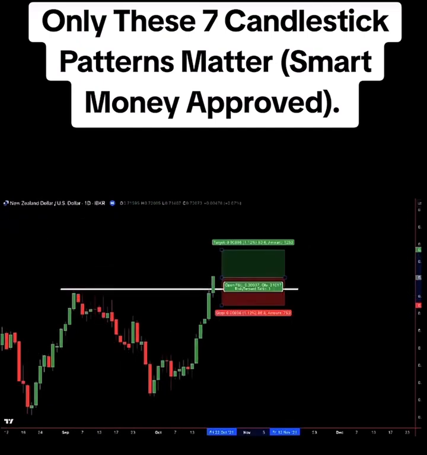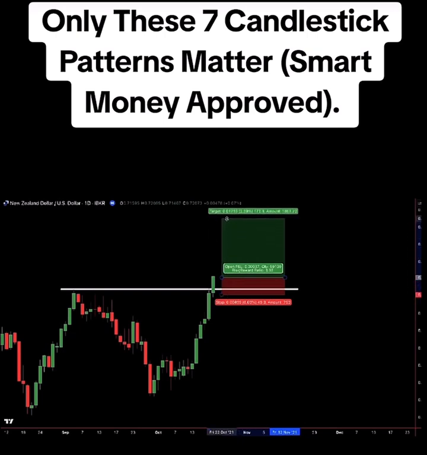They get excited, they place their entry at the breakout, set their stop loss just below the level, and mark their targets higher, expecting the trend to continue. But watch what happens next.